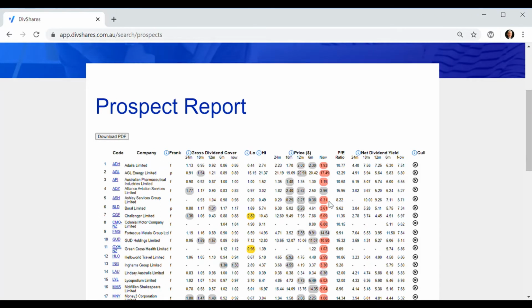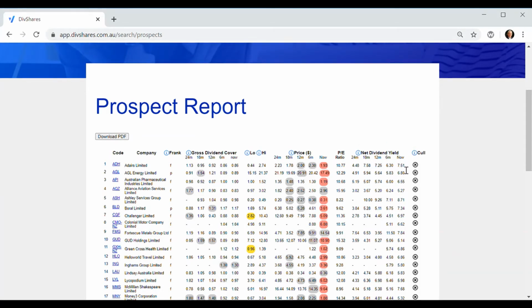One thing to note is there's lots of red in the current price column, and this usually happens if there's been a recent stock market correction or a stock market crash, where all stocks are pushed downward. So any stock that is considered overpriced at the time should be culled from your report.